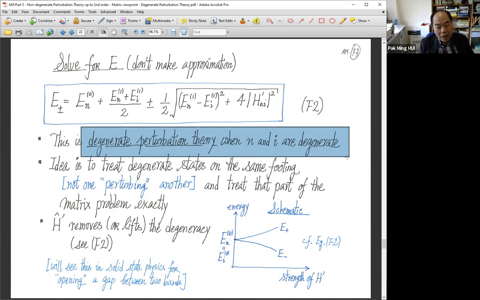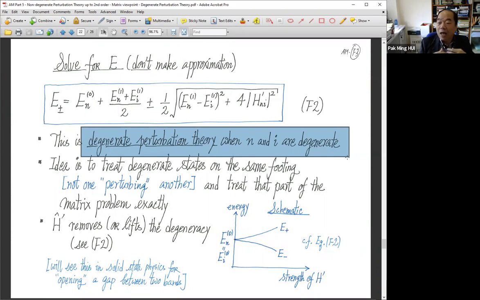You may wonder, what happens if I have 3 states that are degenerate in H0. That happens, right, in atoms. Px, Py, Pz have the same energy, say 2p. You apply a field, what happens, okay? Something like that.